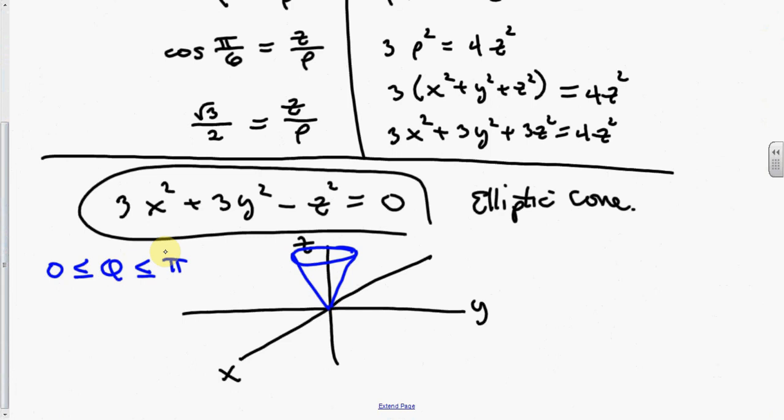If you want to get all the way around, then you just take rho and you negate rho, and then you drop down there if you want to.